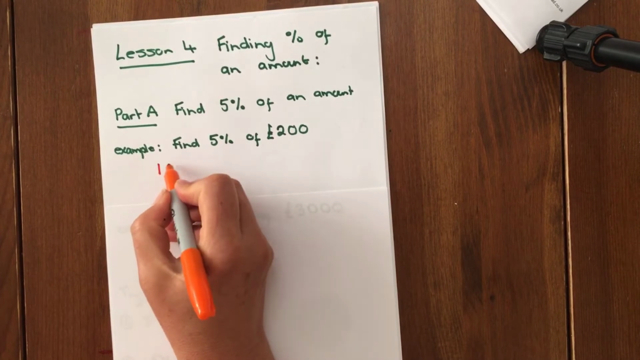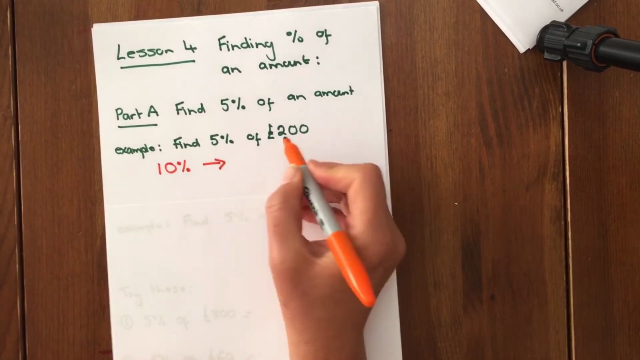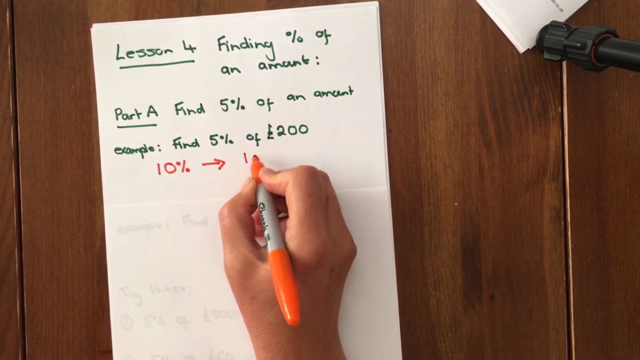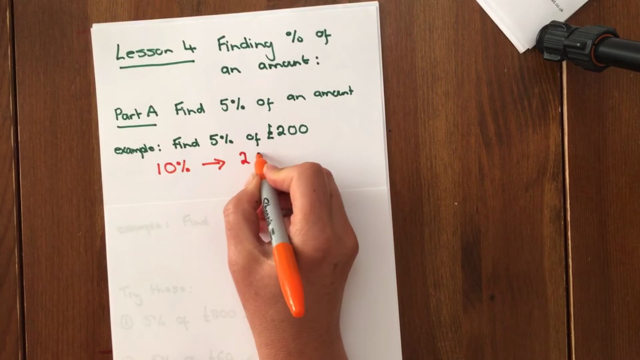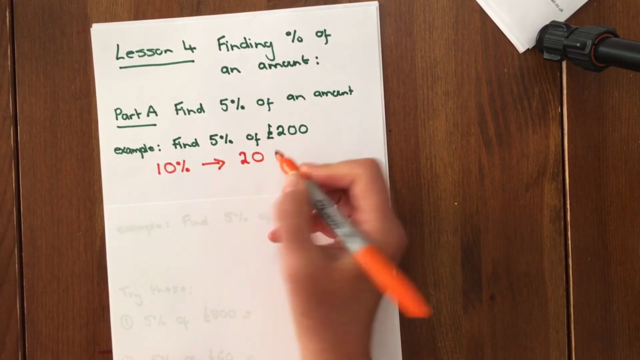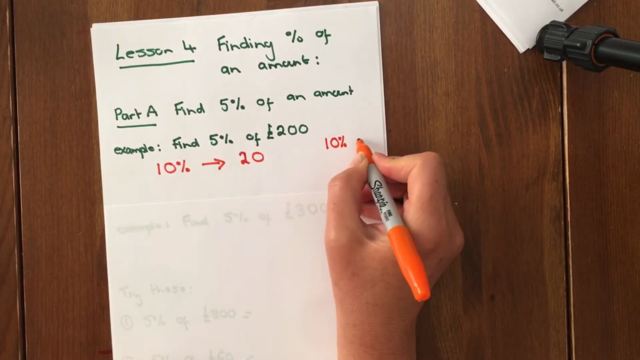Now, as we did in last lesson, we always start off with finding 10% of the number. So 10% of 200, what we do is we divide by 10. 200 divided by 10 is 20. Remember, to find 10%, the key fact is we divide by 10.